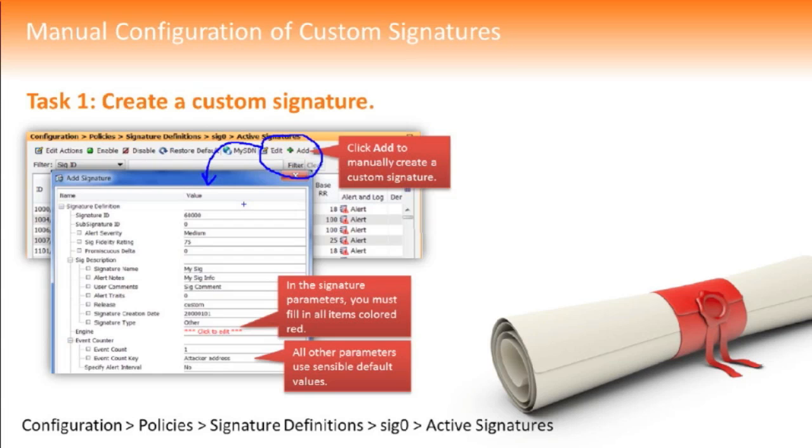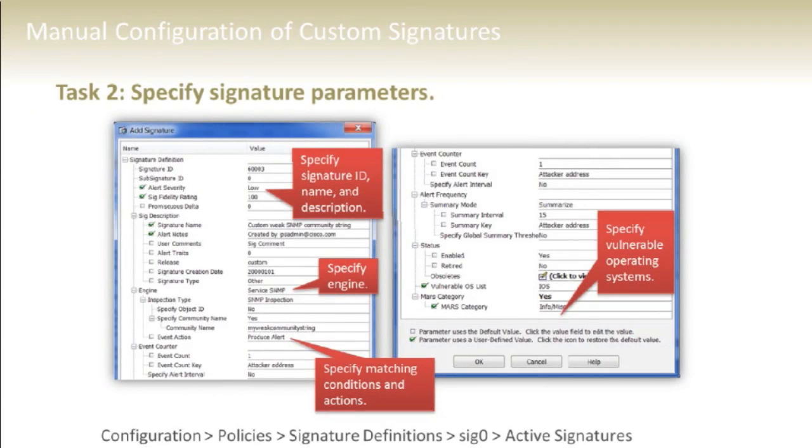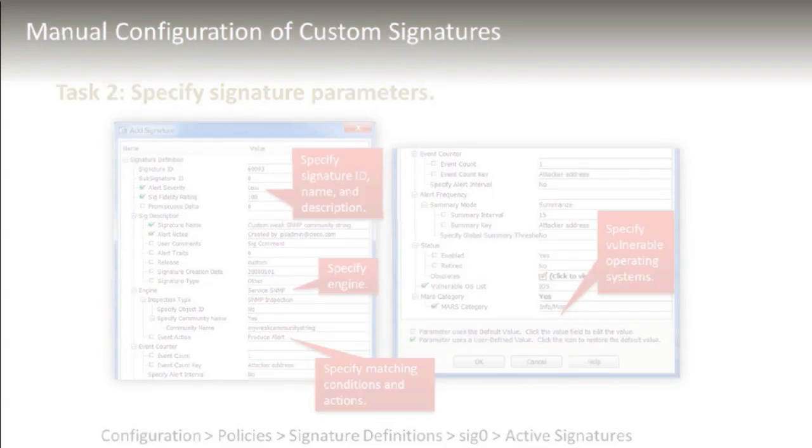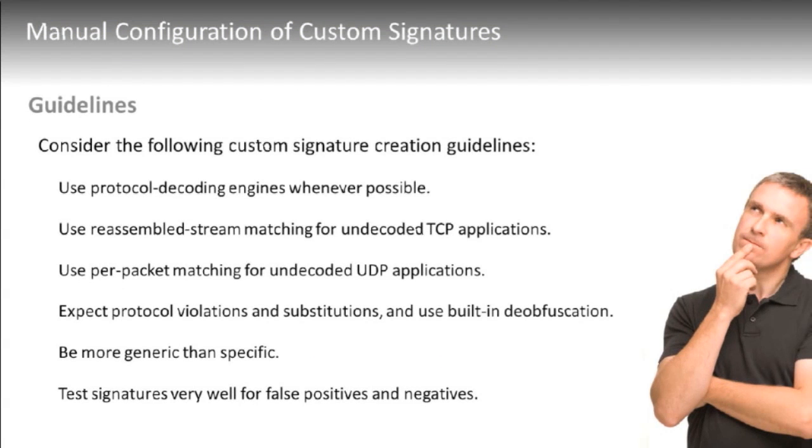Now, let's wrap up this section. Now that you know several ways in which we could create a custom signature, let's wrap up this particular section by doing something very smart, giving you some overall guidelines on custom signature creation. First of all, oh yeah, remember those protocol decoding engines? One that we used and leveraged in this particular section was that HTTP engine. Those are so powerful. Do reassembled stream matching for TCP applications.